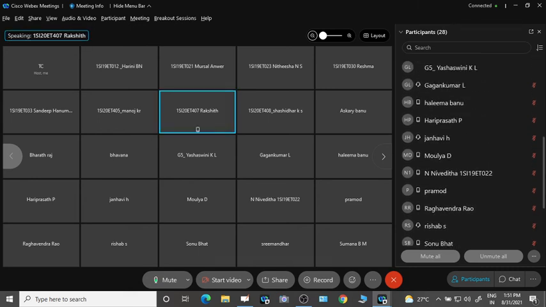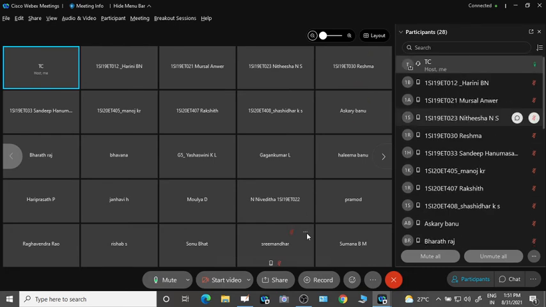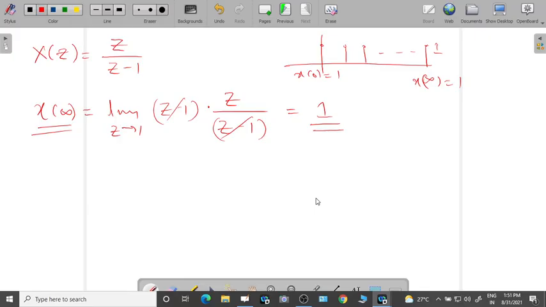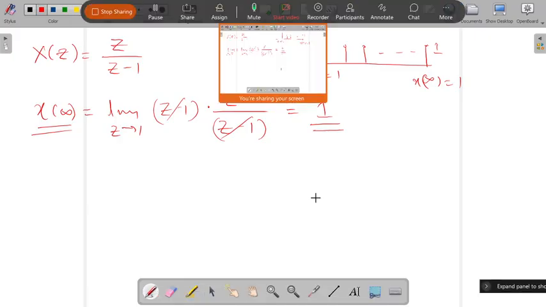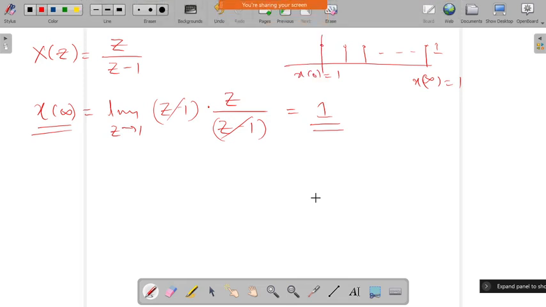Okay. So, this is about the initial value theorem and final value theorem. Now, we will move to the next concept, which is called transform analysis of LTI system. That is, we need to find out the Z transform or transfer function of the system. If the input and output are given, then how to find out the transfer function of the system.